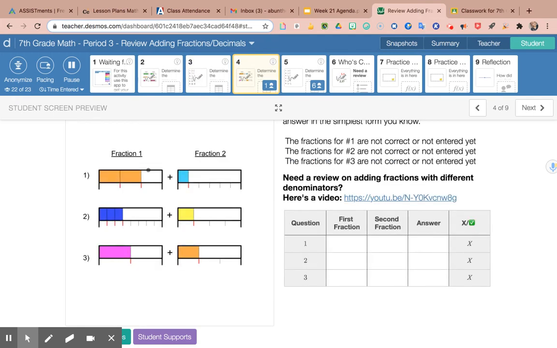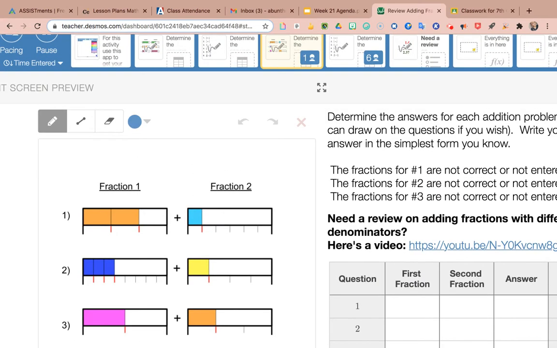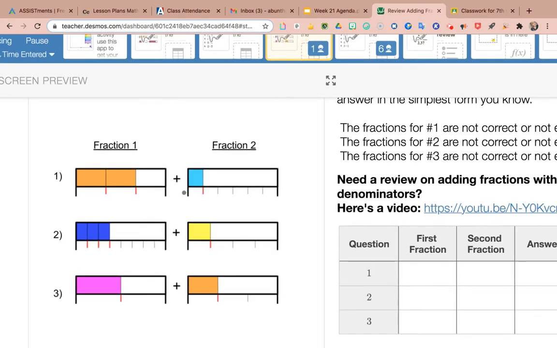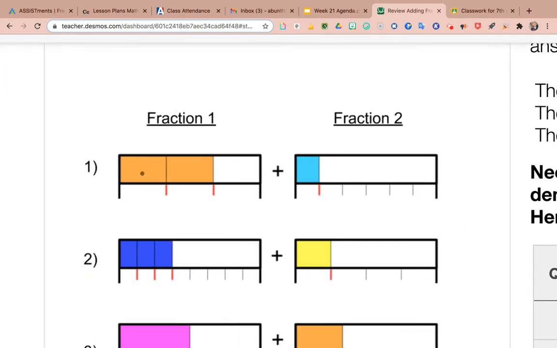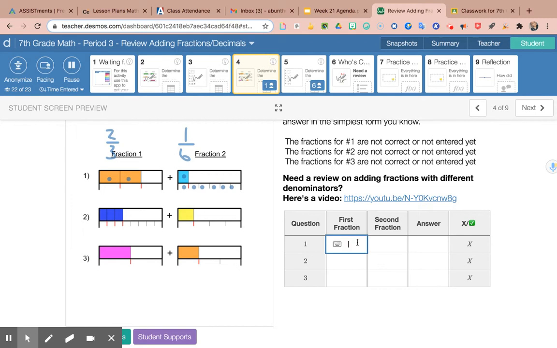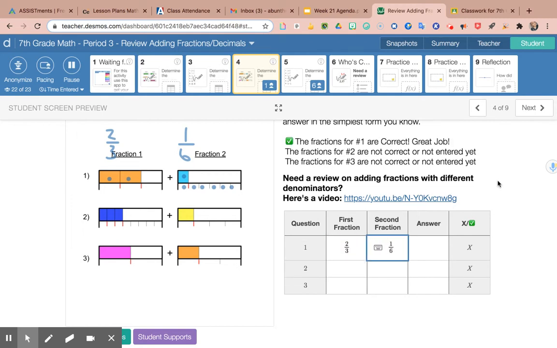All right, so for number 4, now we're going to look at when they don't have common denominators, because they won't always have common denominators. So again, you're going to count. There's 2 shaded out of 3 boxes in total, so this would be 2/3. 1 box shaded, and there's 1, 2, 3, 4, 5, 6 pieces in total. So over here, you would write 2/3 and 1/6.